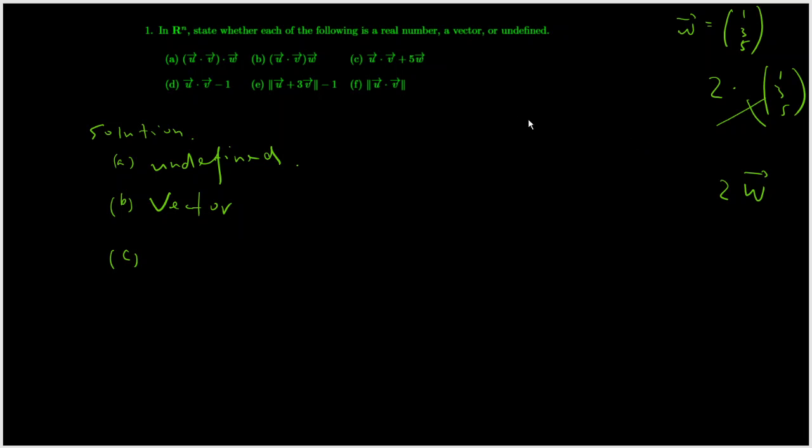Okay, now look at C. C is kind of interesting too, okay? U dot V is a number, 5W is a vector. Now look at the cursor. The C, it has 2 terms, right? The first term is kind of a number, the second term is a vector. So that makes sense? Is it possible to use a number to add a vector?